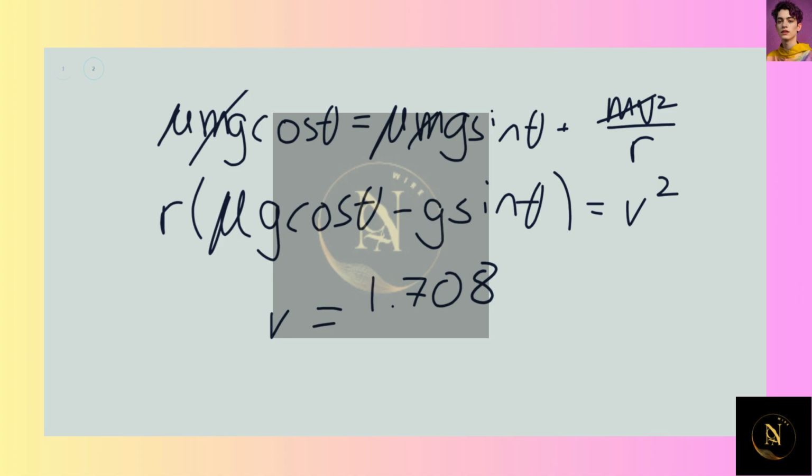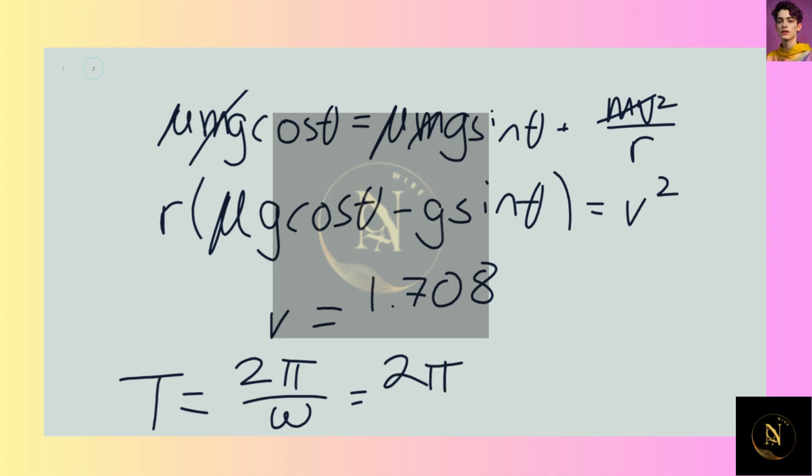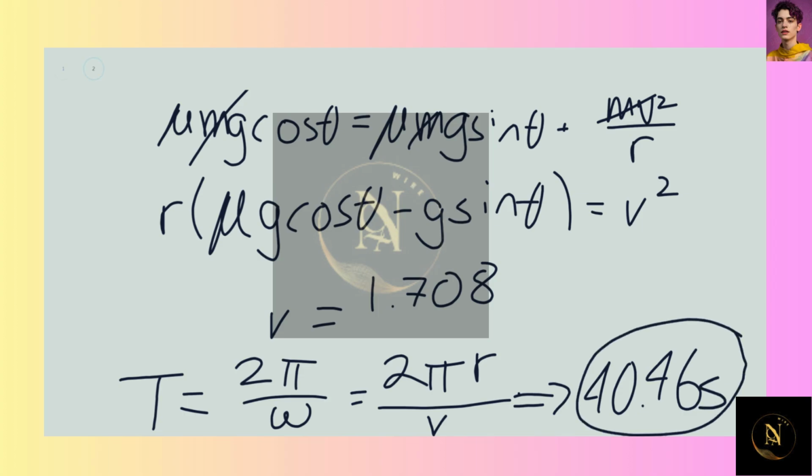Now, all we have left to do is plug in to find our period. So we know the equation for period is 2 pi over omega, which we can rewrite as 2 pi r over v. And we know our v, our r is given in the problem, so we can plug in to find that our period is equal to 40.46 seconds, which is our final answer.